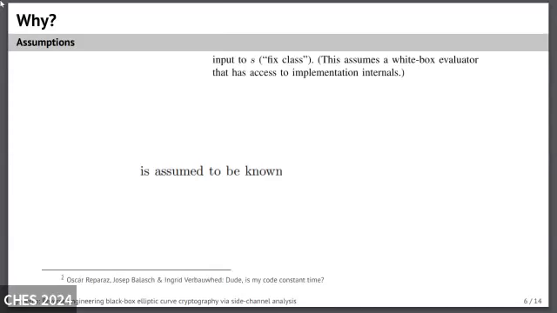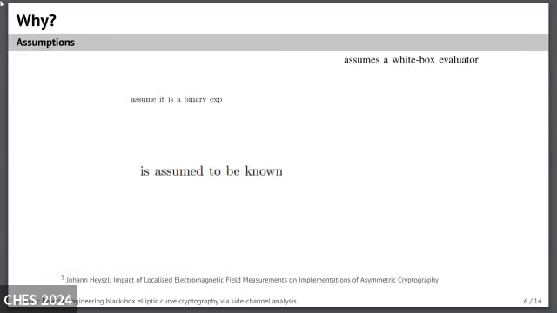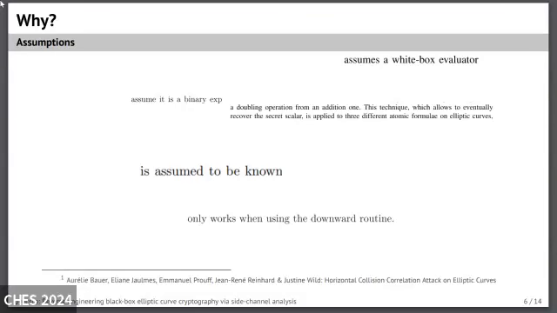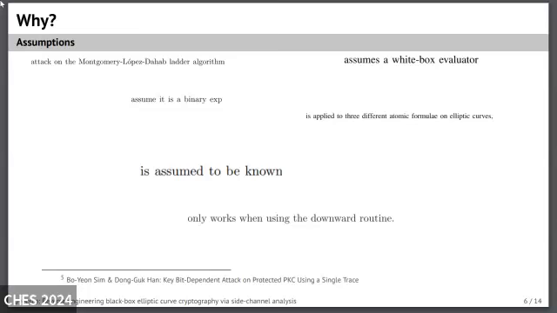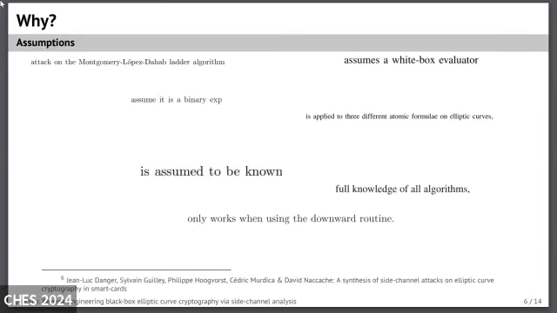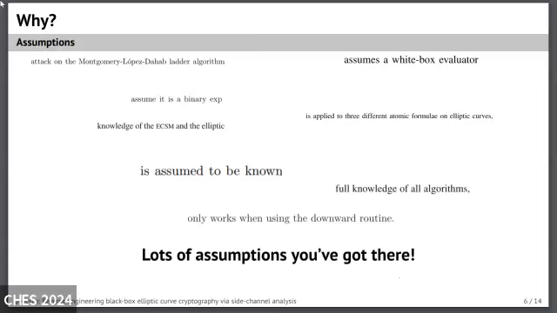For example, this one assumes a white box evaluator that knows everything about what's going on inside. This one assumes some sort of binary exponentiation, right? Some double and add. This one assumes that something is done using a downward routine, left to right, not right to left. This one assumes some concrete formulas. This one is a very specific ladder algorithm. This one even assumes full knowledge of all algorithms. This one assumes just the scalar multiplier and the formulas. So when I say this is a lot of assumptions you've got there.